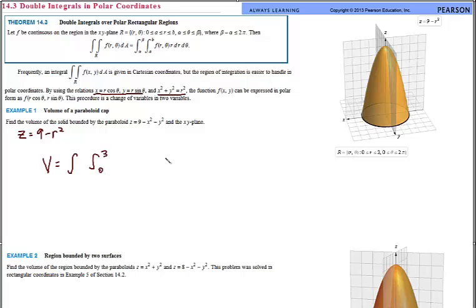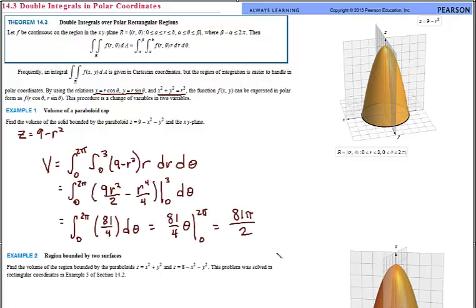0 to 3 for that dr. And for my d theta, the limits of integration are going to go from 0 to 2 pi. My function is this 9 minus r squared times my r, and then I'm just going to integrate and get this. After integrating that and plugging in my limits of integration, I get 81 pi over 2.